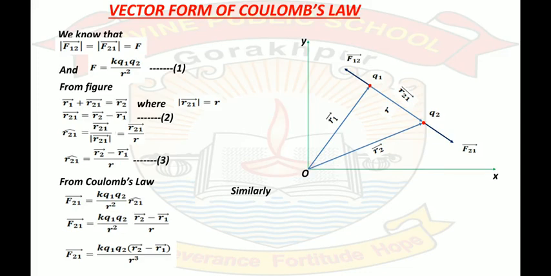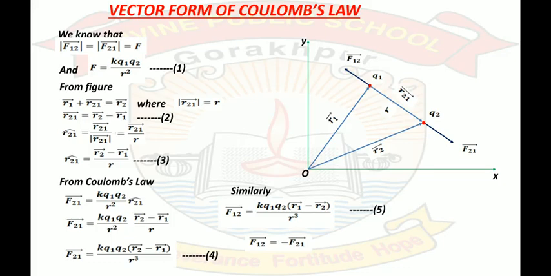Now if we have to write for f12, then what will happen? Instead of drawing r21, we would have drawn r12 vector from 2 to 1. So here it will be changed. In place of r2 it will be r1, in place of r1 it will be r2. We'll exchange r1 and r2. Then similarly for f12 vector, it will be kq1 q2 in bracket r1 vector minus r2 vector upon r cube. Let this be equation number 5. These two equations are called vector form of Coulomb's law.